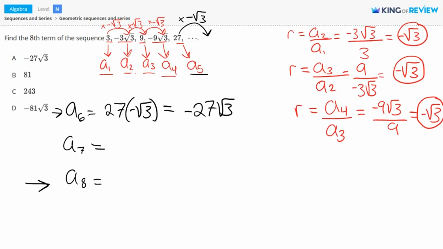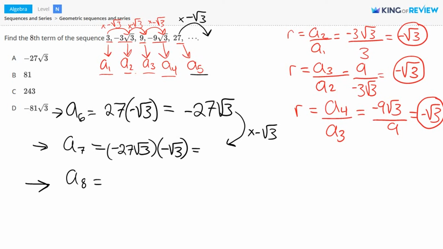So that's A6. And now we're going to multiply this number times a negative square root 3 to get the 7th term. So we have negative 27 square root 3, and this is all multiplied by negative square root 3. And what answer do we get here? When we multiply this out, we get 81. So 81 is the 7th term.